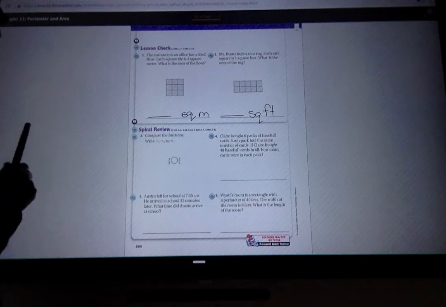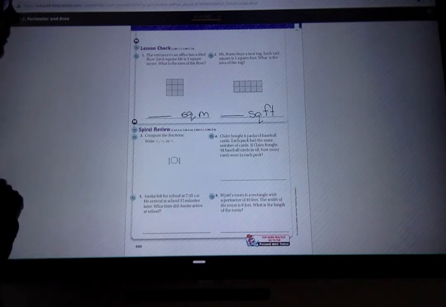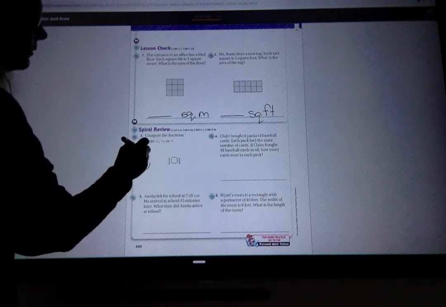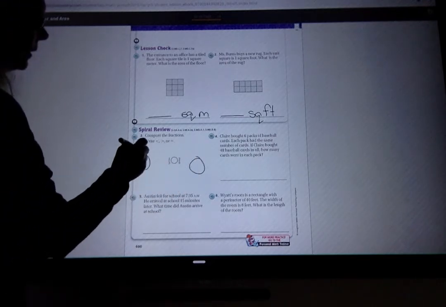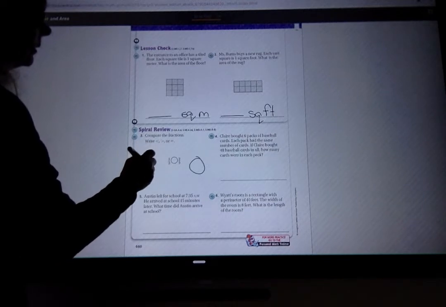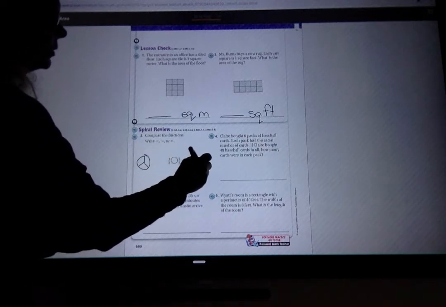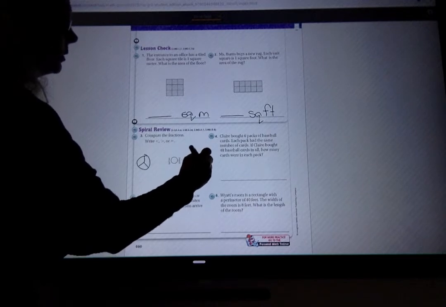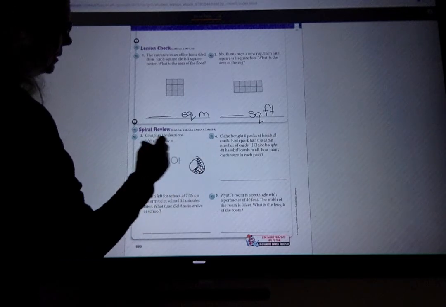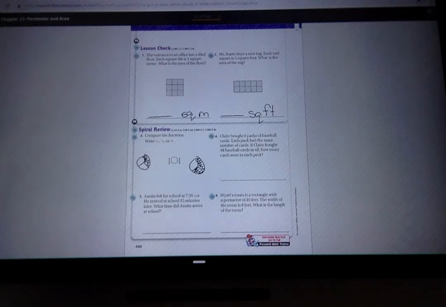Now we're going to compare the fractions, 1/3 and 2/3. Notice we have the same denominator. So if I do 1/3, and over here I do 2/3. Shade 2/3, shade 1/3. You're going to put the correct symbol in.